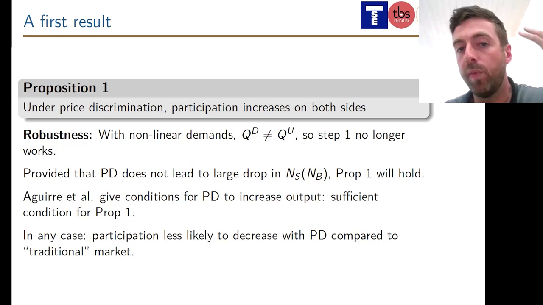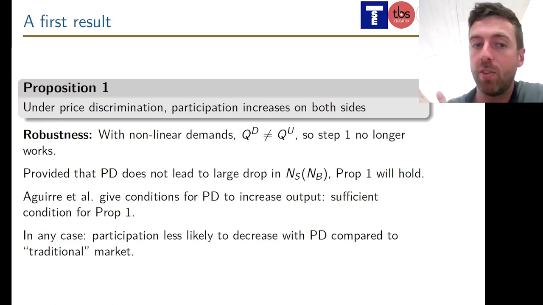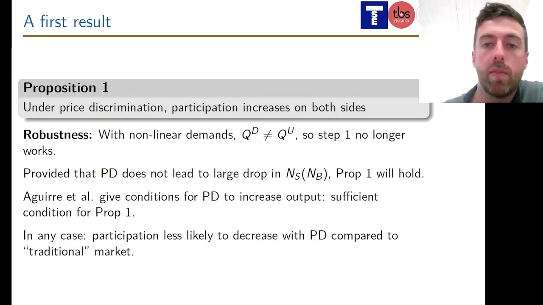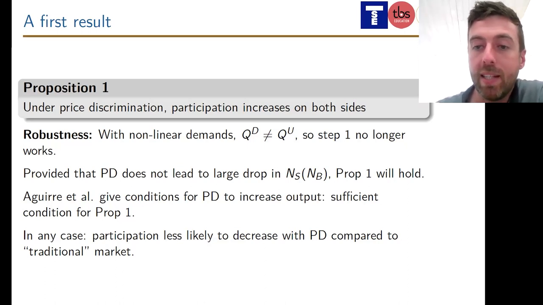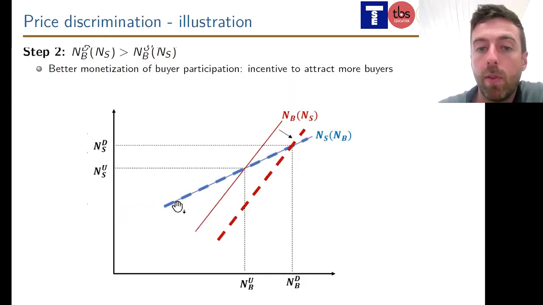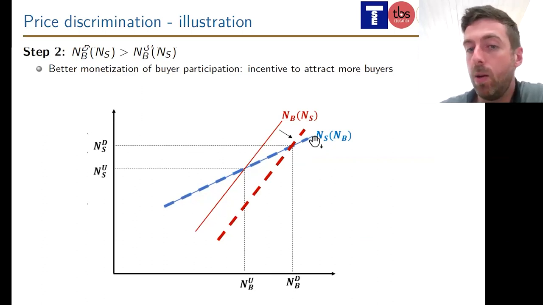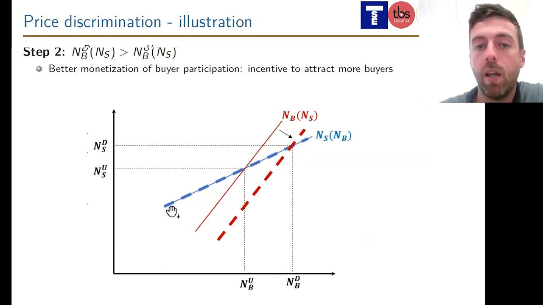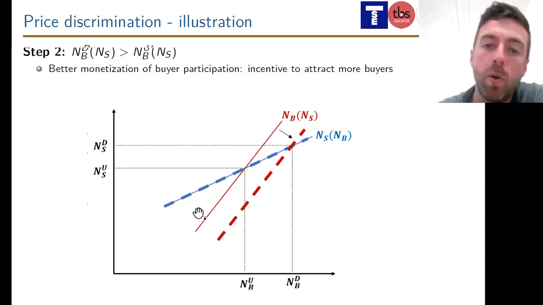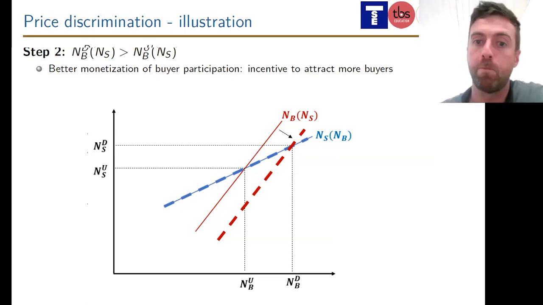Because here we're using the fact that demands are linear to use the fact that basically the total quantity doesn't change. The fact that the blue line doesn't change comes directly from the assumption of linear demands. Now, when we have nonlinear demands, we no longer have this result that the total quantity is the same. Right, so the first step of the reasoning no longer works. And so basically what we say is that provided that price discrimination does not lead to too large a drop in the desired participation of sellers, then the proposition will hold. Right, so the proposition would hold if the dashed blue line was slightly below the continuous blue line, right? But of course, if the dashed blue line is too much below, then we no longer have this result that participation on both sides increases.